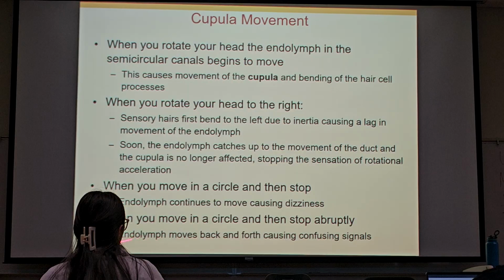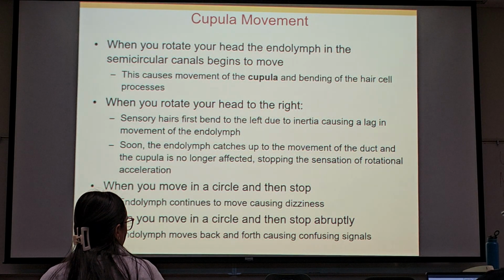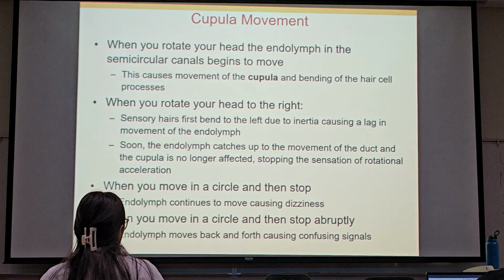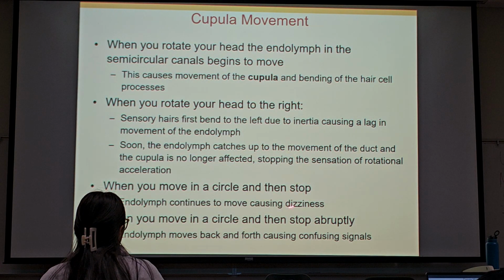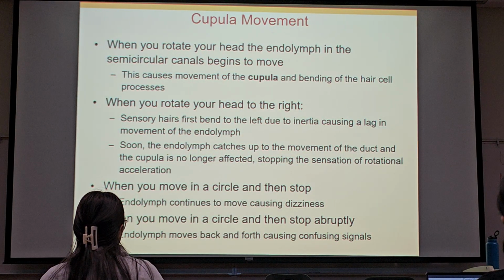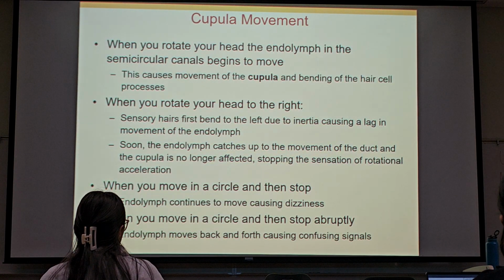When you move in a circle like that, and then you stop abruptly, the endolymph in that membranous labyrinth doesn't stop moving. It continues to spin. And that's what causes us to be dizzy. When we stop moving after spinning, that endolymph in our semicircular canals is still spinning. Until it stops, we're going to feel dizzy.